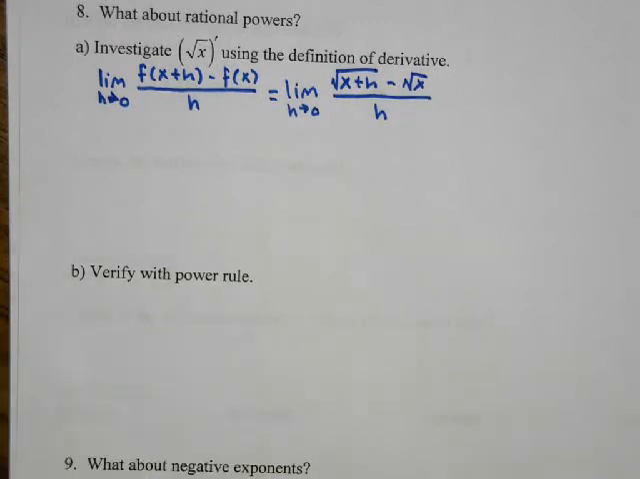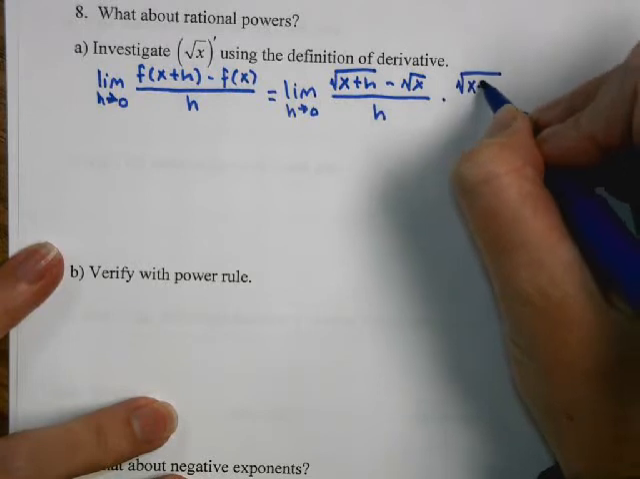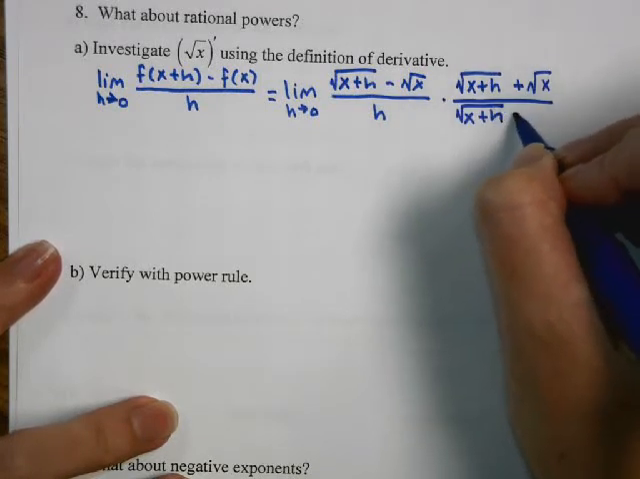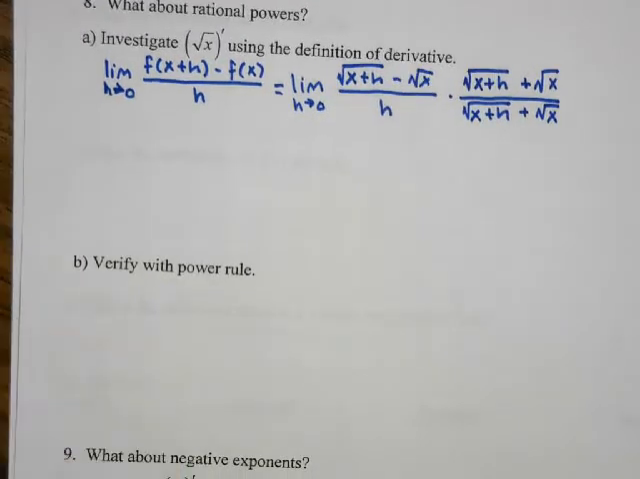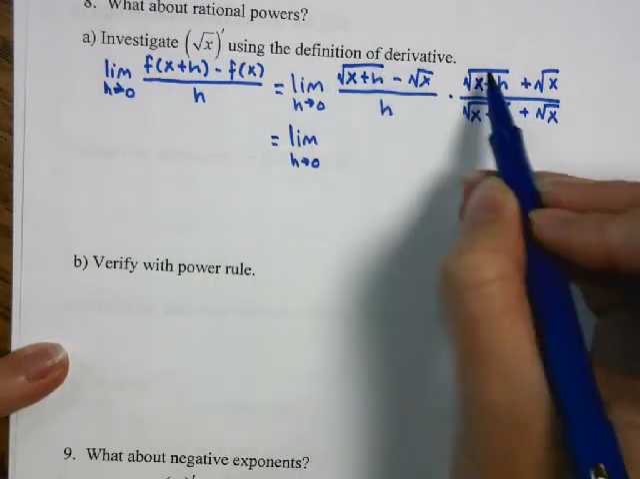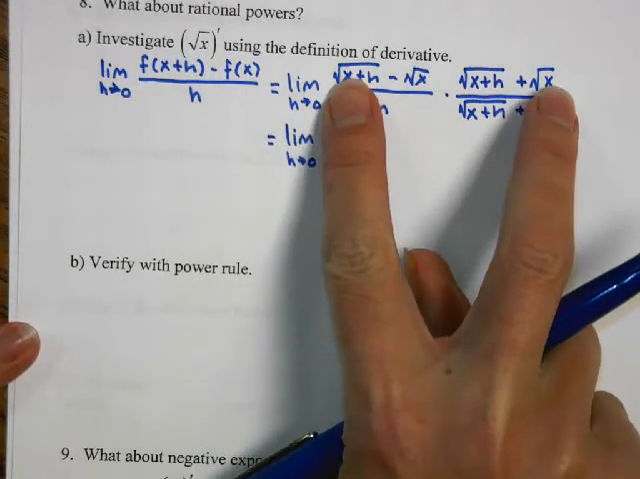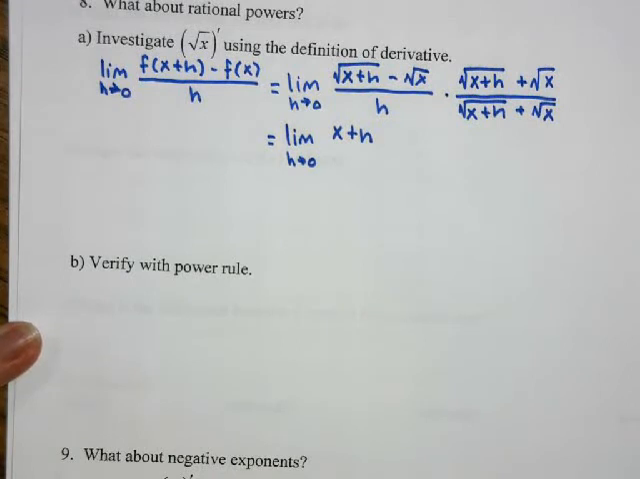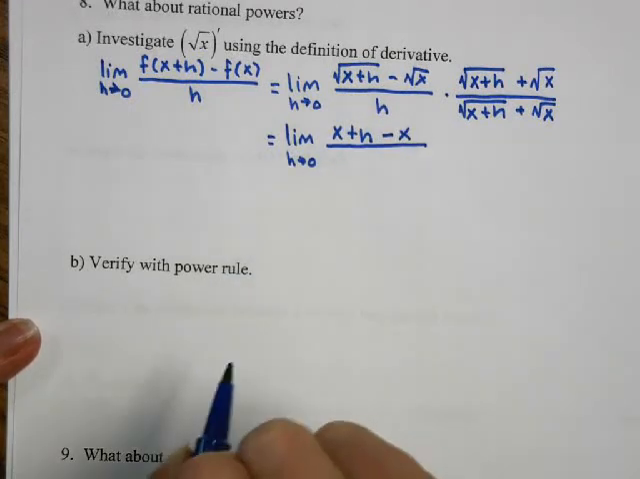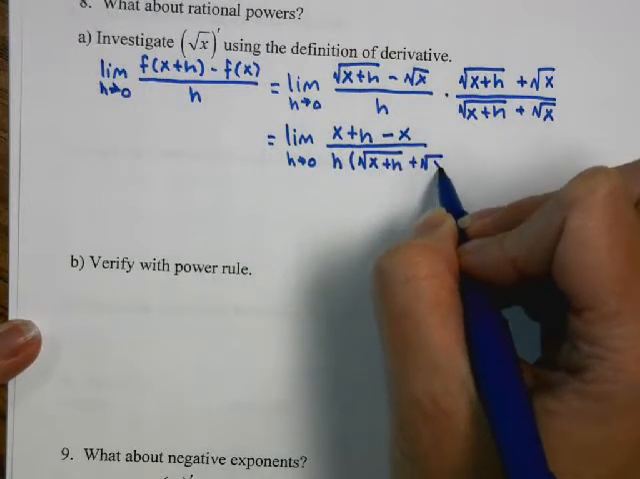So we do some fancy algebra here. I'm going to multiply by the conjugate of this, because that's going to get rid of the square roots. So I'm going to multiply by the square root of x plus h plus the square root of x. Okay. So when we FOIL on the top there, this times this is just x plus h. This times this would be positive the same thing that I get here, which is negative. So those middle terms go away. That's the point of the conjugate. Then we're going to have a negative square root of x times a positive square root of x, which is just going to be a negative x. All over on the bottom here, the square root of x plus h plus the square root of x.